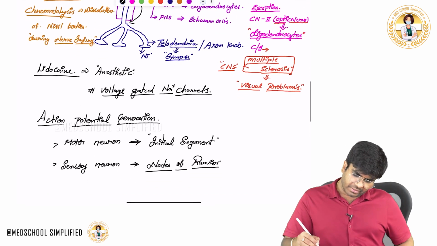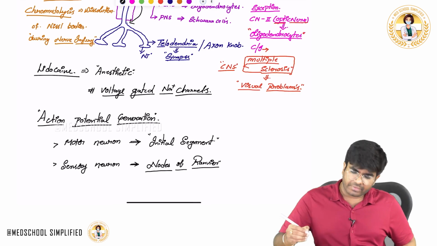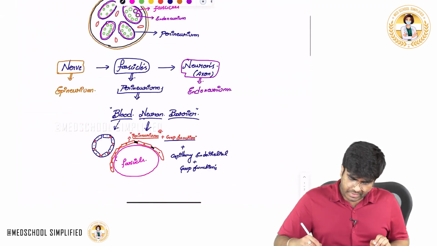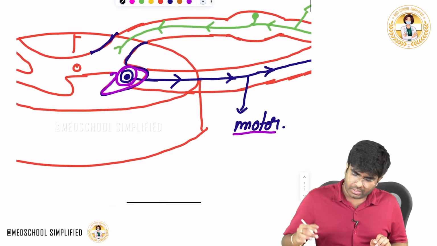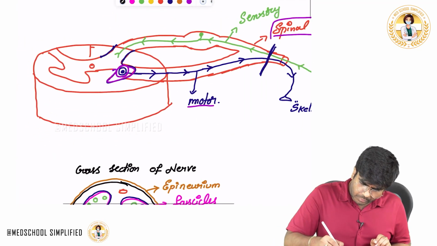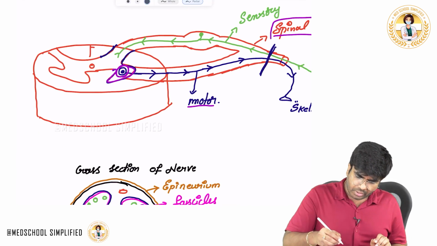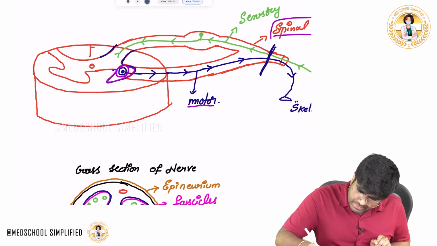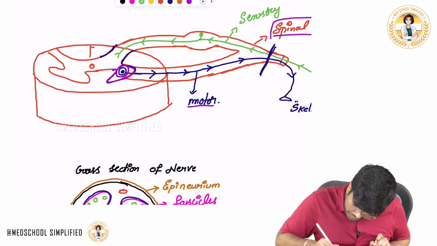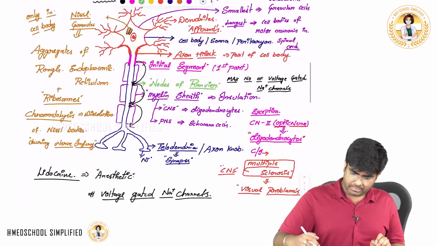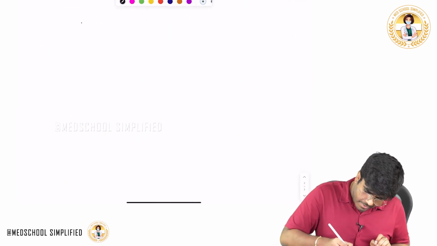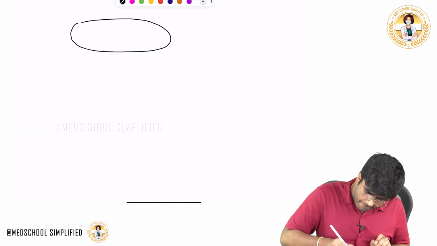You might be thinking, why is action potential generation different for a motor neuron and a sensory neuron? For example, look here in the spinal cord. The blue colored neuron which I am showing here is the motor neuron, you know it. Now, what exactly is this area which I am pointing to? Let me draw a new diagram so that it will be better for you. Here is the cross section of the spinal cord.